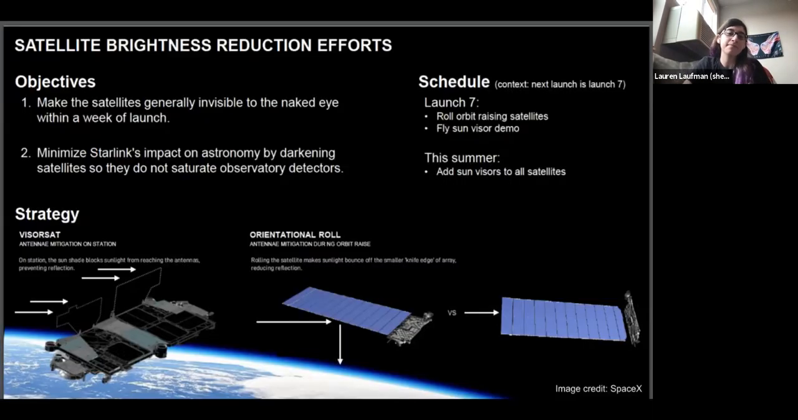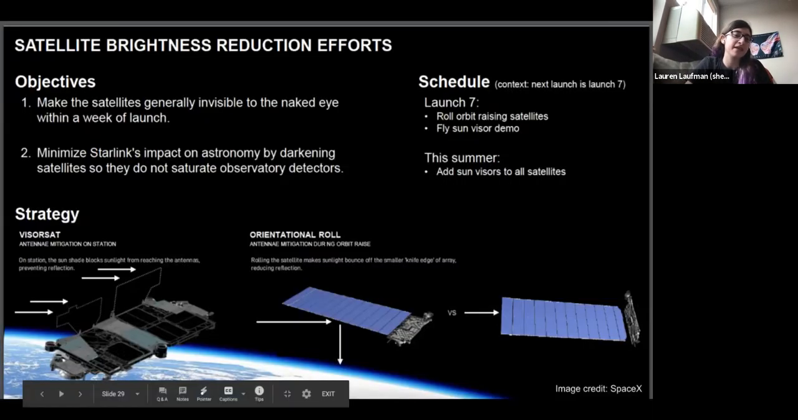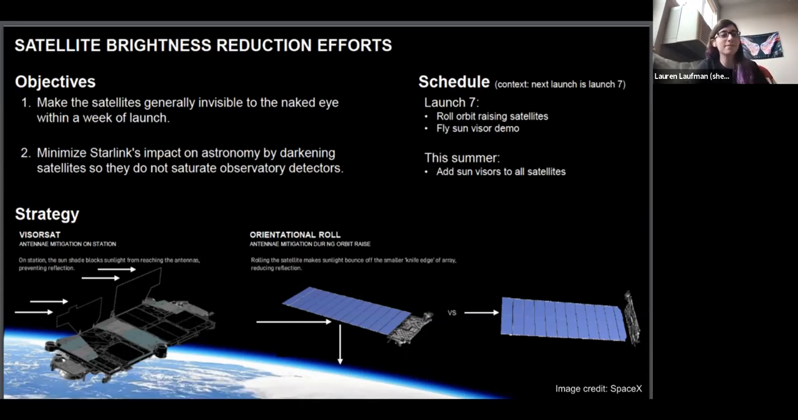So here's an example just to show you an image of VisorSat. You can see it just kind of has these little panels that stick up like a weird sort of umbrella almost. And one of their other attempts was to change the orientation roll. While they're launching the satellite and it's ascending to orbit, they can roll the solar panel in a different direction so that it's not reflecting as badly, and it sort of helps.